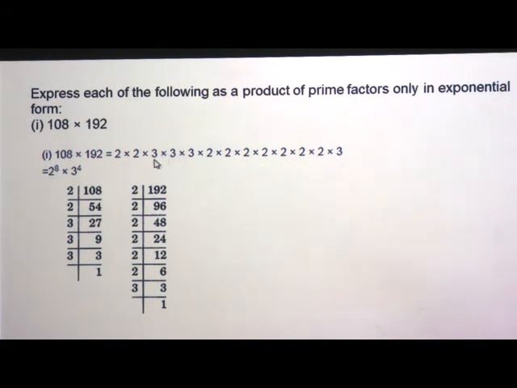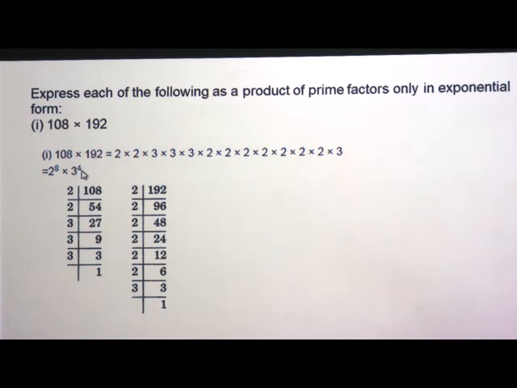And 3 as a common base, as 3 appears 4 times. So, we write it as 3 raised to the power of 4. In this way we have found the product of 108 and 192 in exponential form, that is 2 raised to the power of 8 and 3 raised to the power of 4.